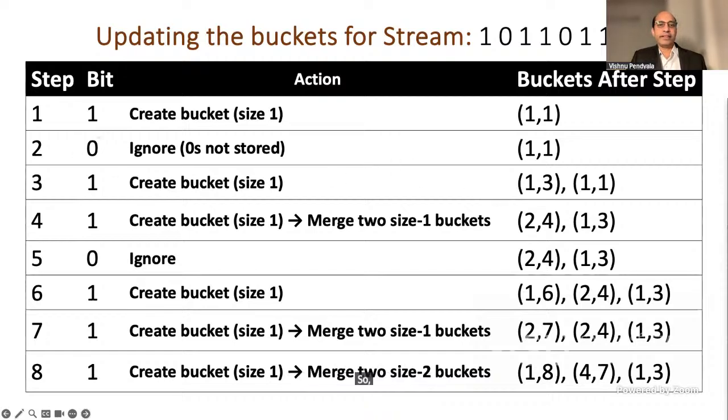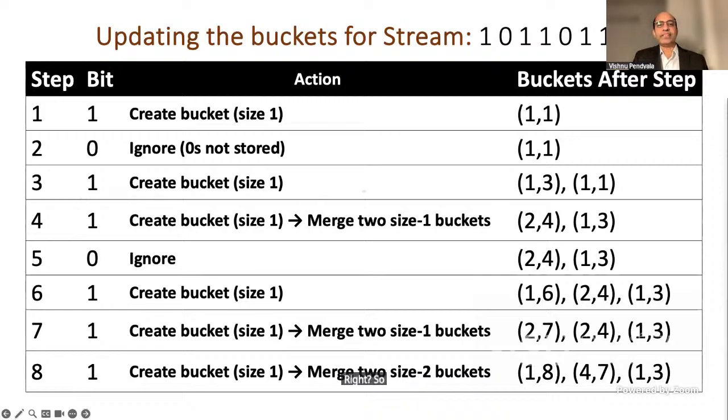So this is a stream, 10110111. The first bit that we encounter is a 1, and we are going left to right. So we get 1 here, and this is time step 1. We create a bucket of size 1, so we write the bucket as 1 comma 1. Now in time step 2, we get 0. So we ignore 0. We don't even store it. We don't do anything.